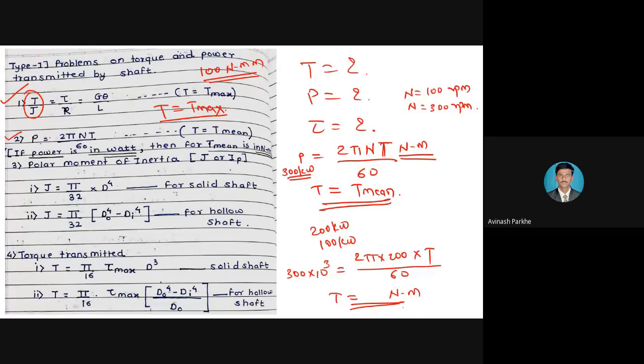Please keep in mind, in the power formula, if I put the value of power in watt, and speed, that is capital N, in RPM, whatever the unknown torque I get, that torque will be in Newton meter only.